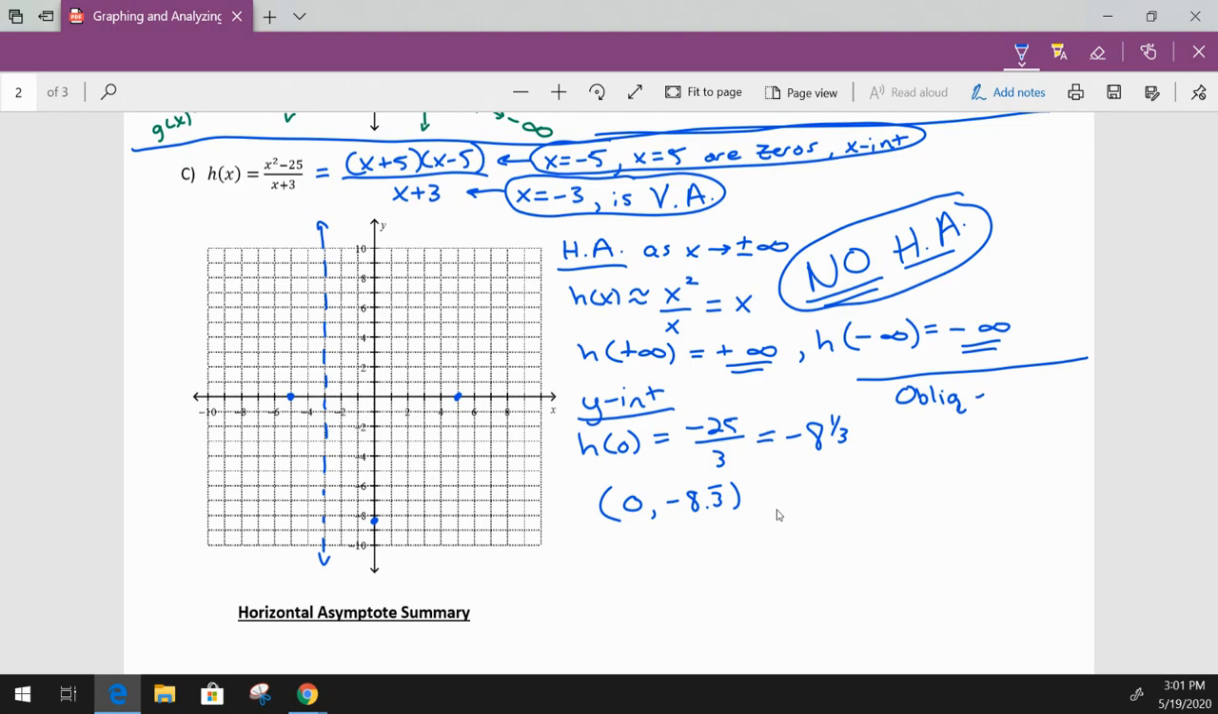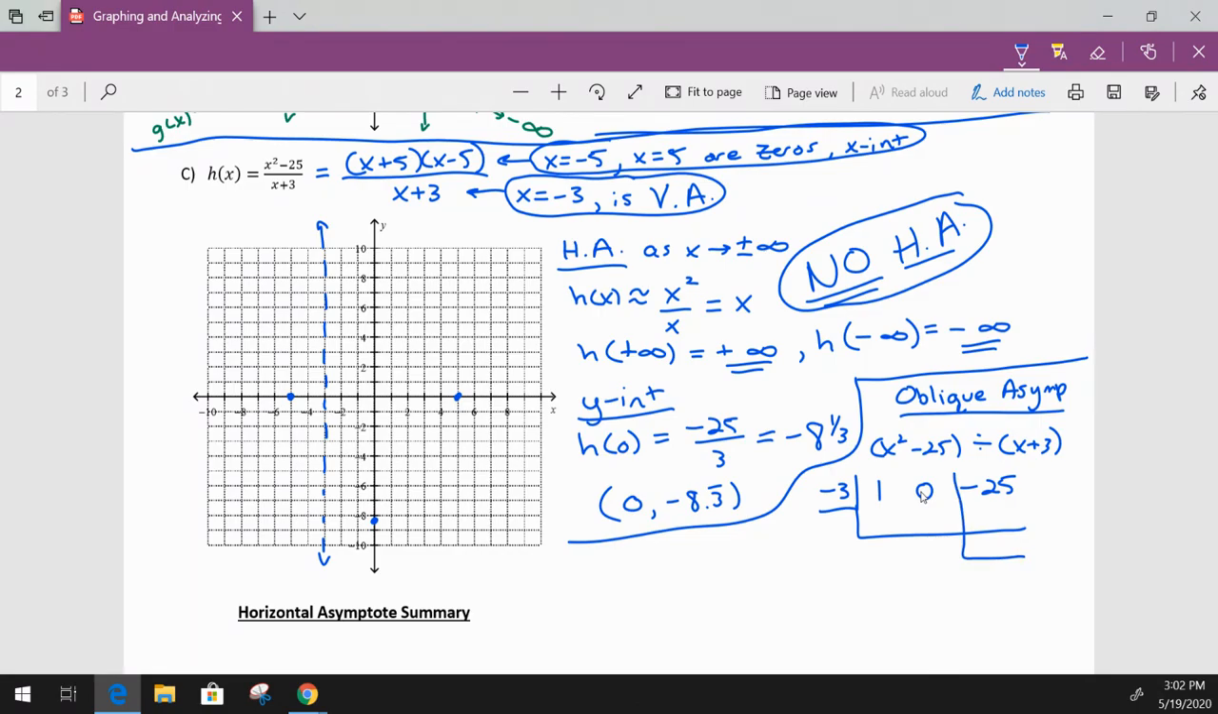Oblique asymptote. To find your oblique asymptote, you basically want to divide x squared minus 25 by x plus 3. So this takes us way back to polynomials and dividing polynomials. When you're dividing by a binomial like x plus 3, we can use synthetic division. Put your negative 3 out front, then use the coefficients of the polynomial that you're dividing. Our leading coefficient is 1, our middle coefficient is 0, and our constant is negative 25.